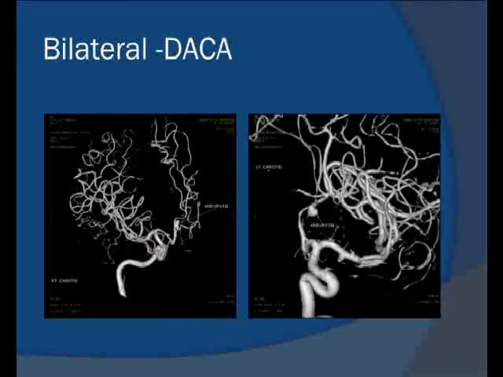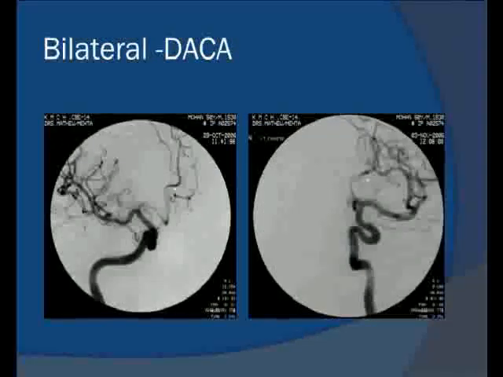Here's another example of a patient who had bilateral aneurysms on the left and the right side, and again the end result after coiling both sides. You can see successful coiling of both sides in an unusual-looking case.